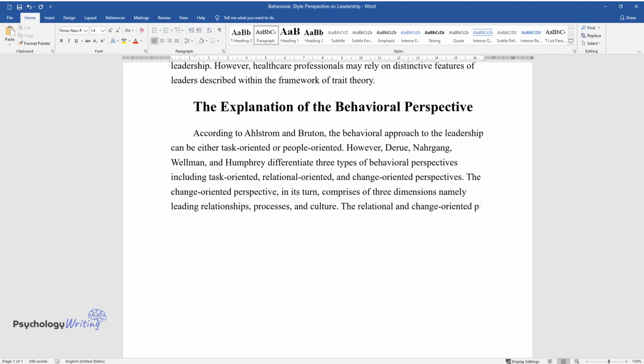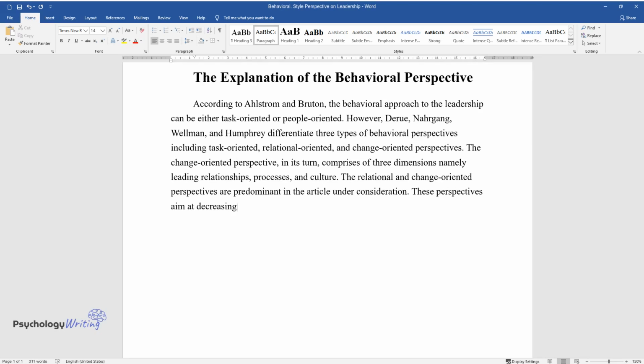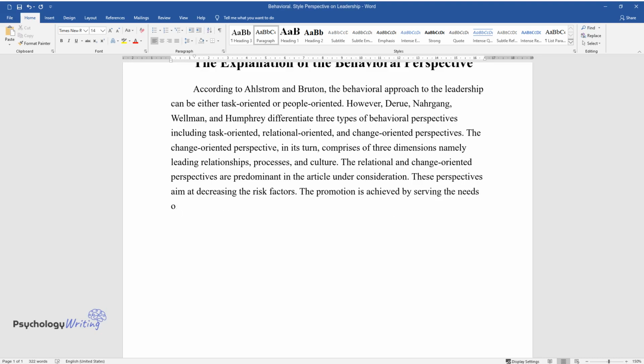The relational and change-oriented perspectives are predominant in the article under consideration. These perspectives aim at decreasing the risk factors. The promotion is achieved by serving the needs of people, personal communication, and inspiration to have a particular way of life.